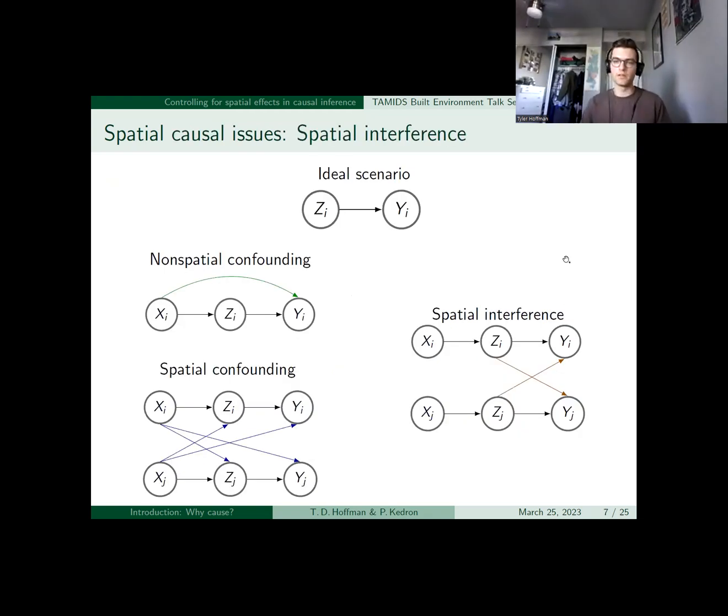Graphically, again, this looks like the graph on the right. So spatial interference is when the treatment variable at location I affects the outcome variable at location J, or vice versa. Here, the drinking age in state A may cause there to be more drunk driving crashes in state B, if the same idea happens as I was talking about earlier, that there are more people going across the border to state A to drink and then coming back and crashing in state B.